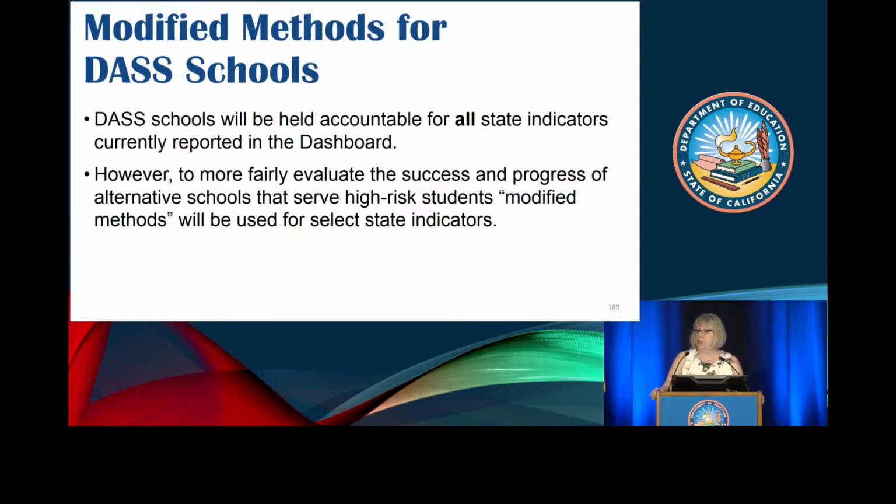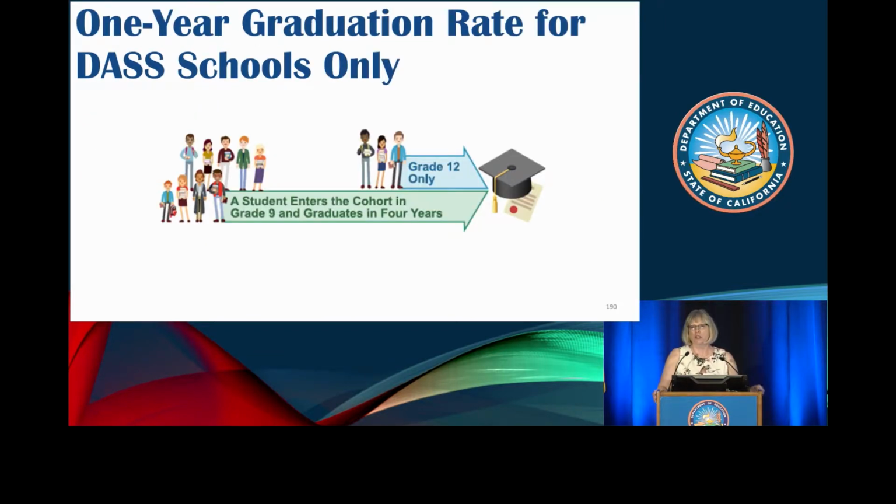However, the Department of Education did ask us to develop what they refer to as modified measures that would more fairly evaluate the success and progress of alternative schools that serve high-risk students. And we have been working with our Alternative Schools Task Force, and we have also been working with our technical design group throughout the year. And we've only been able to address one of the indicators, and that is the graduation rate indicator. So for DAS schools, they are going to be held accountable for a one-year grad rate.